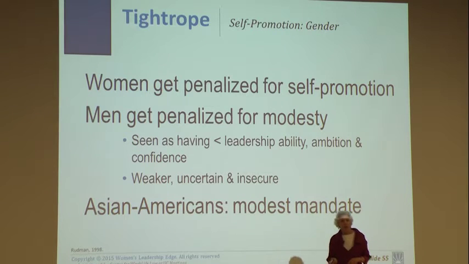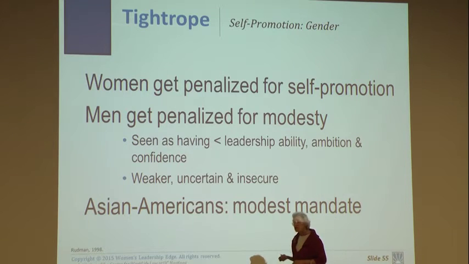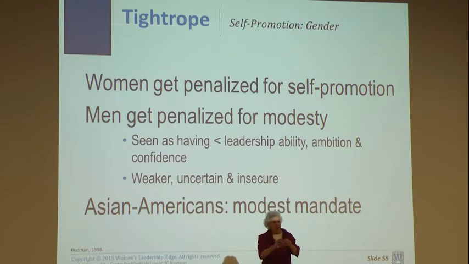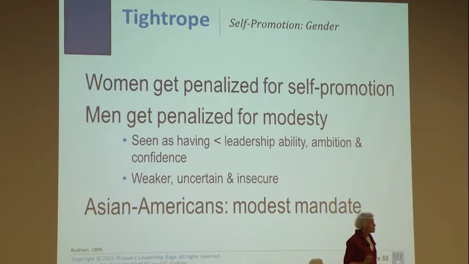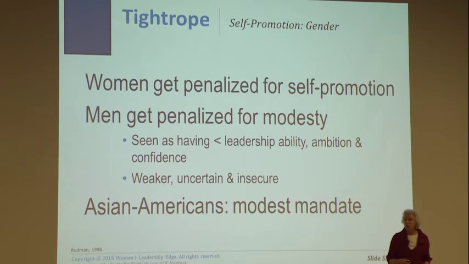Self-promotion is also an extremely important gender difference. Women get penalized for self-promotion. This is another example of how prescriptive stereotypes are a matched pair. So women get penalized for self-promotion. Men, they get penalized for modesty. Men aren't supposed to be modest. They're supposed to be competitive, ambitious, assertive. And so modest men are seen as having less leadership ability, ambition, and confidence, and more feminine qualities. They're seen as weaker, more uncertain, and insecure.